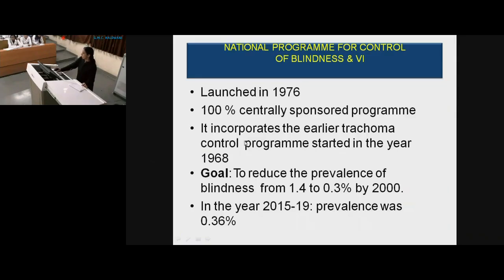What happened first? Trachoma control in 1968. Then we launched NPCB in 1976. That trachoma control program is merged with this program. What is the goal of this program? To reduce the prevalence of blindness from 1.4 to 0.3%. So that was our objective. Now we are at 0.36% according to the 2019 survey, right?